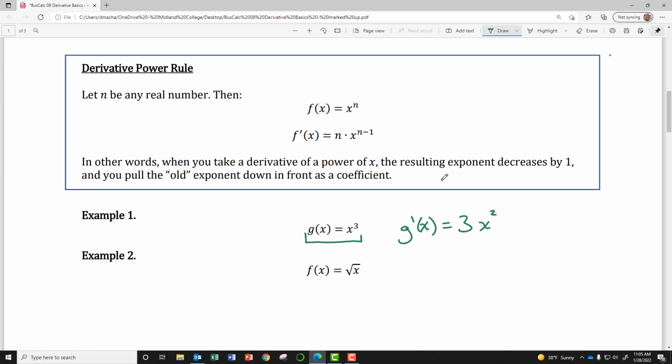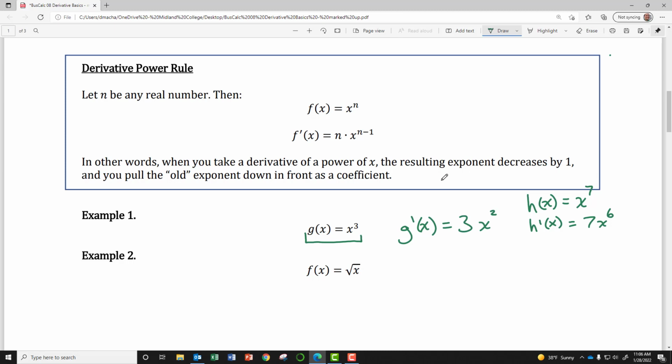Maybe one more, just to really drive in the point. If I have the function h of x, and I let that be x to the 7th power, I would say that h prime of x, the derivative here, is going to be 7x to the 6th.